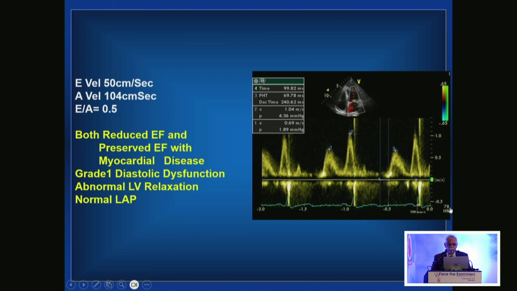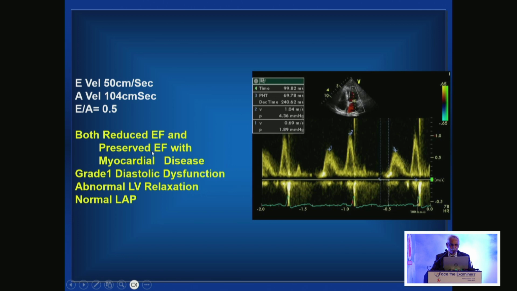Look at this pattern, the LA outflow pattern. This LA outflow pattern shows that the E velocity is smaller, A velocity is higher. If the E velocity is 50 centimeters per second or less, with E by A ratio less than 0.8, then it is type 1 diastolic dysfunction. Can you understand? So E velocity should be less than 50 and E by A ratio should be less than 0.8. Then it is type 1 diastolic dysfunction. You need not do any other measurements. That's all, it is over.